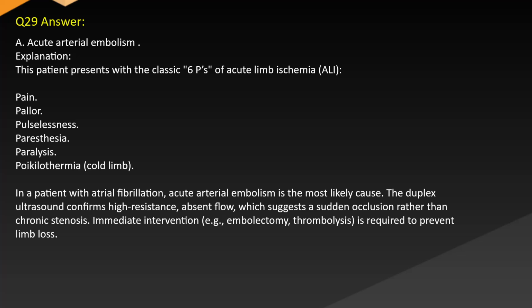Answer A. Acute arterial embolism. Explanation. This patient presents with the classic six Ps of acute limb ischemia, ALI: pain, pallor, pulselessness, paresthesia, paralysis, poikilothermia, cold limb. In a patient with atrial fibrillation, acute arterial embolism is the most likely cause. The duplex ultrasound confirms high resistance, absent flow, which suggests sudden occlusion rather than chronic stenosis. Immediate intervention, embolectomy, thrombolysis, is required to prevent limb loss.